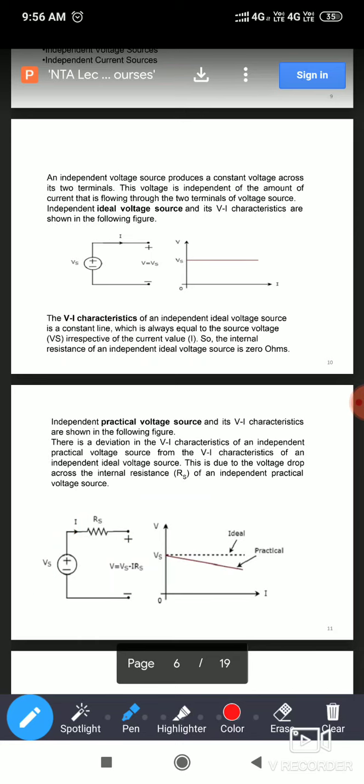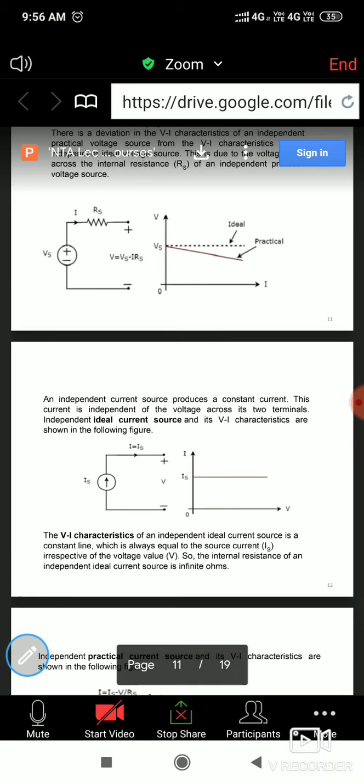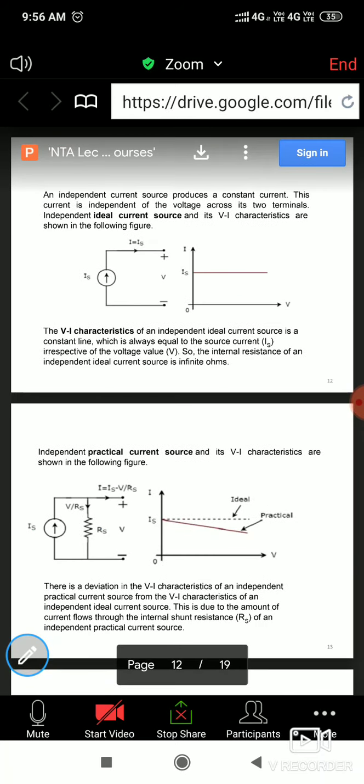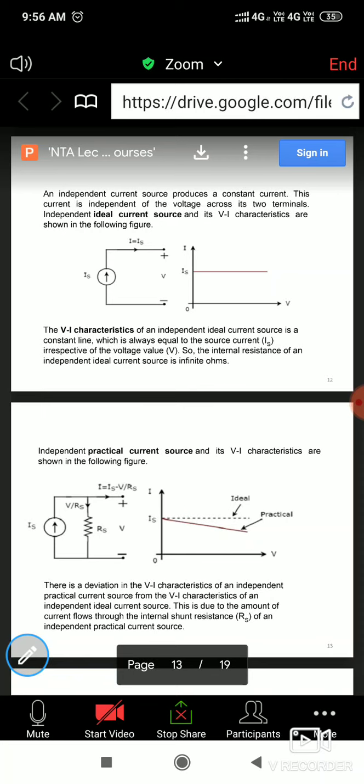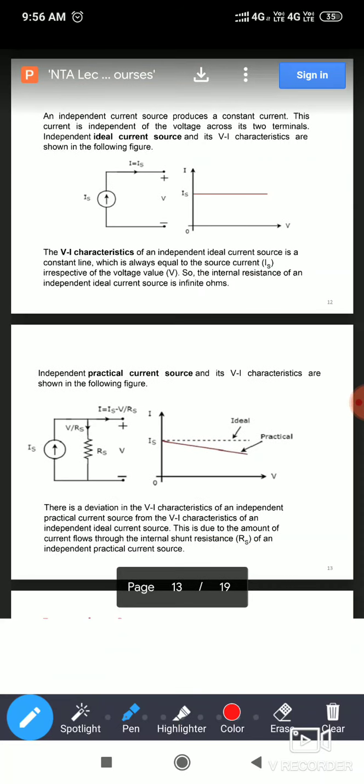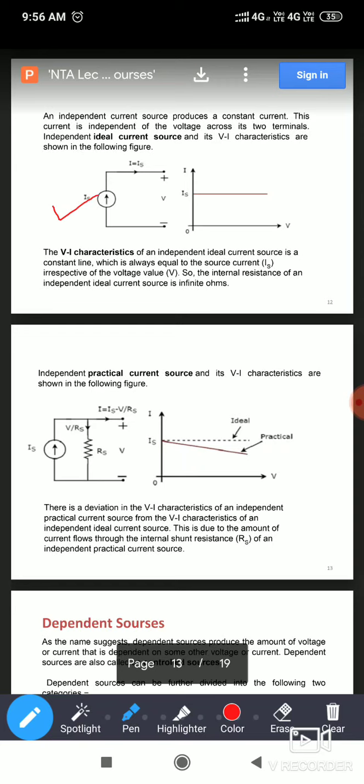Okay. Now next, the same thing will happen related to the current source. So for the current source, the symbol I have shown already. This we can say is the ideal current source, and its graph. For the ideal current source, if you are observing, the graph remains constant, whereas for the practical current source, the graph is tilted.